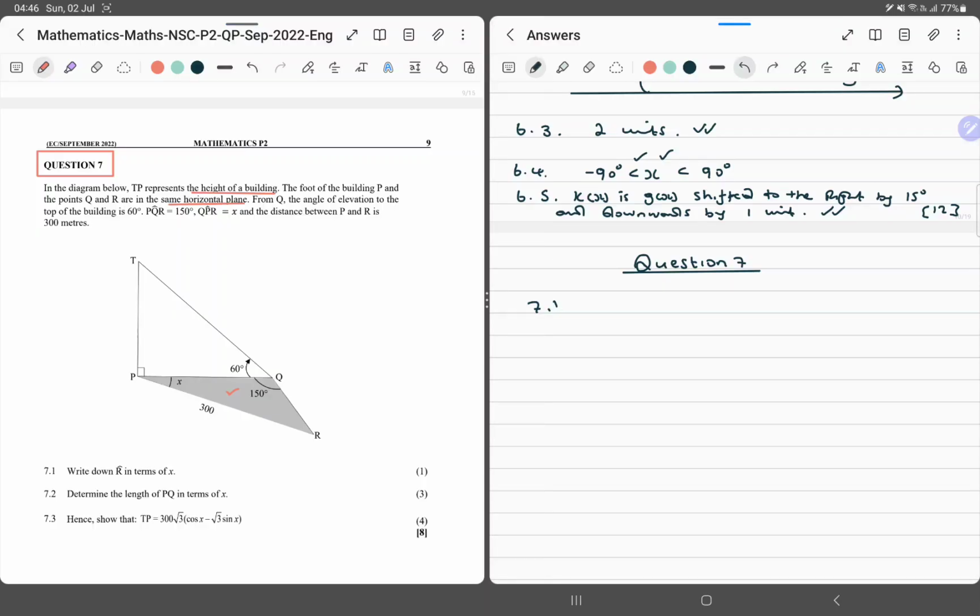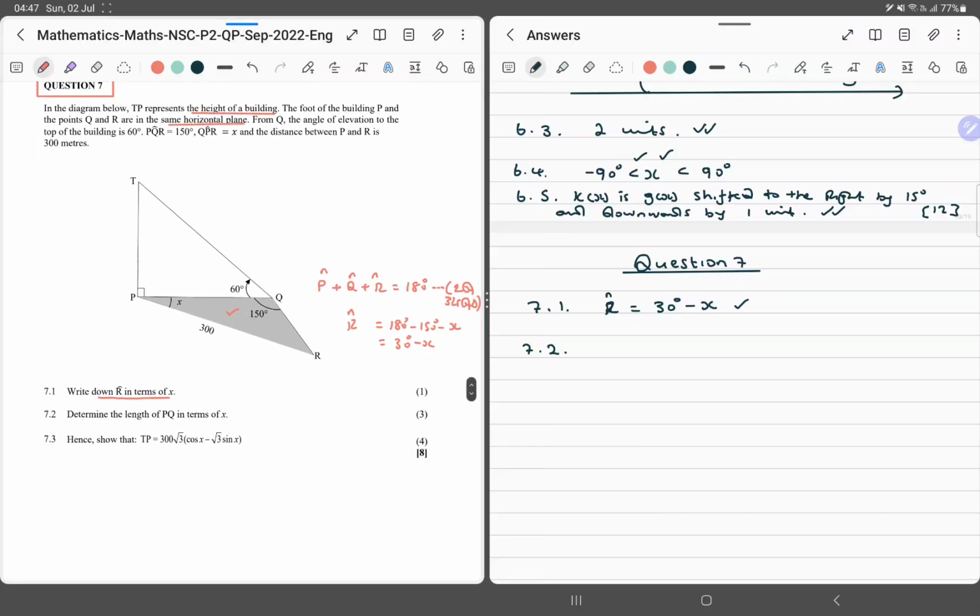So we start answering. 7.1 says write down R in terms of x. So it's just 1 mark. So you can see here that this is a triangle. So from the sum of the 3 angles of a triangle, we know that in triangle PQR, angle P plus angle Q plus angle R should be 180 degrees. So this means that R is going to be equal to 180 degrees minus 150 degrees minus x, which is just 30 degrees minus x. So they said write down. So now we're just going to write down that angle R is equal to 30 degrees minus x. So we just get our 1 mark.